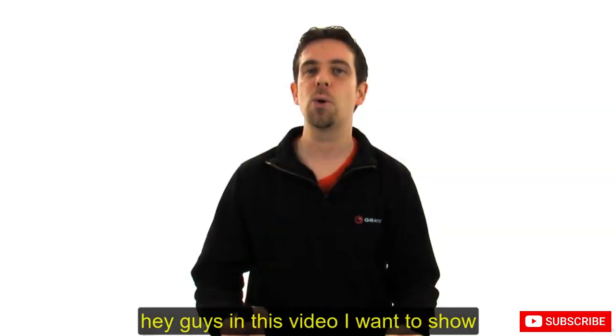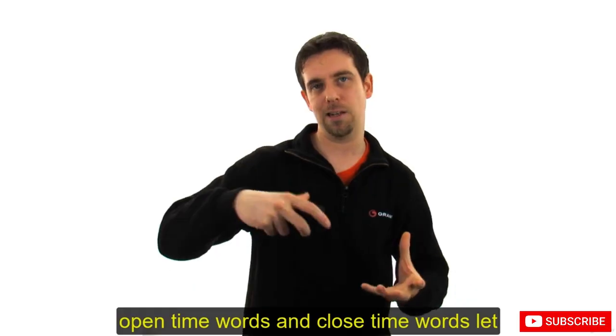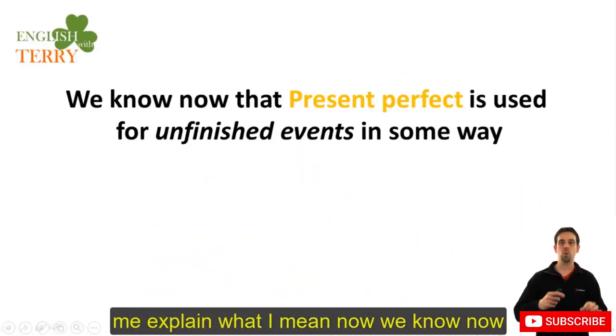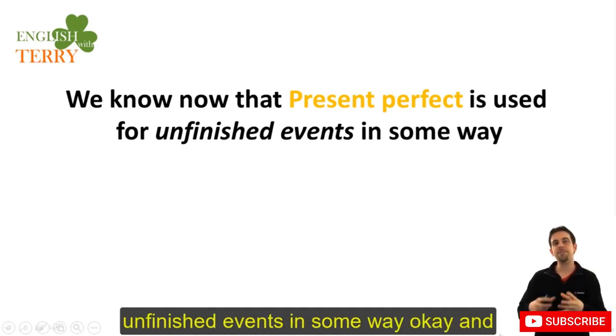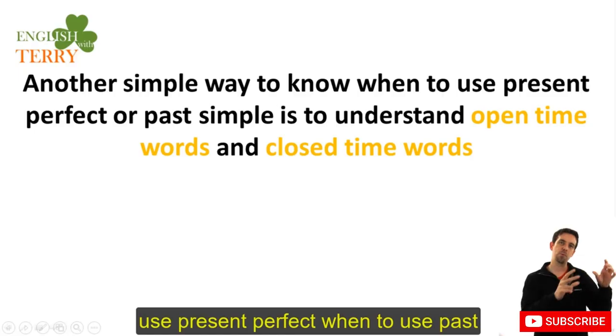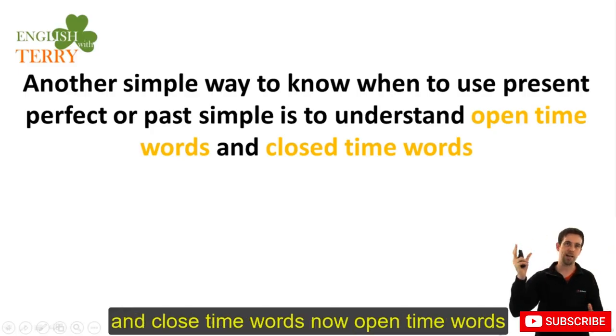Hey guys, in this video, I want to show you about using the present perfect with open time words and close time words. Let me explain what I mean. Now, we know that the present perfect is used for unfinished events in some way, okay? And another simple way to understand when to use present perfect and when to use past simple is to understand open time words and close time words.